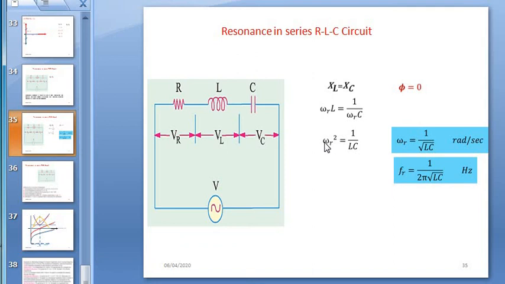Since this omega is representing the resonance condition, therefore we are taking small r as a subscript for resonance condition. So omega r. Taking square root of this equation, omega r is equal to 1 divided by square root of LC. What is omega? Omega is 2 pi f. Therefore, from this fr is equal to 1 divided by 2 pi square root of LC. The frequency is measured in hertz. So, this is the resonance frequency for the series RLC circuit.